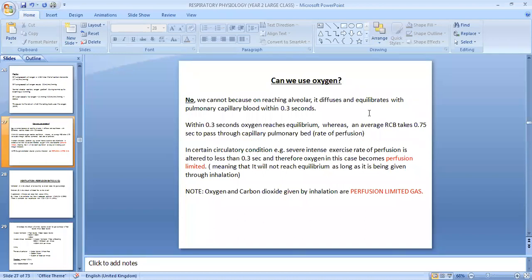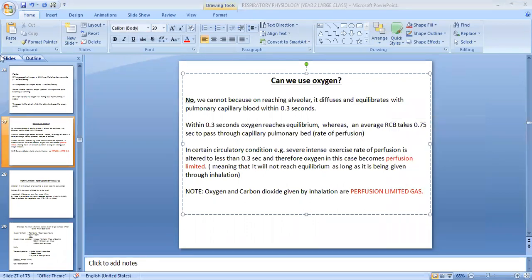And this is the reason we cannot, because on reaching the alveoli, oxygen diffuses and equilibrates with the pulmonary capillary blood within 0.3 seconds. Within 0.3 seconds, oxygen reaches equilibrium with the pulmonary capillary blood. Whereas an average red blood cell takes 0.75 seconds, almost double that time, to pass through the pulmonary capillary bed. That's the rate of perfusion. The normal red blood cell here is the average RBC.